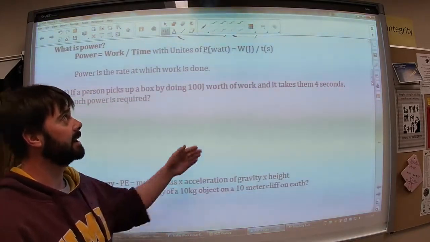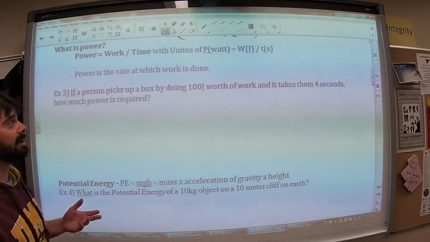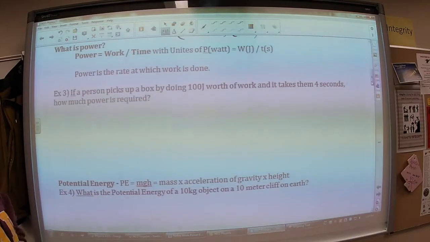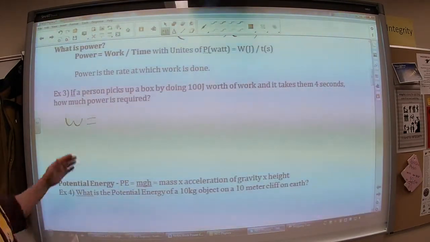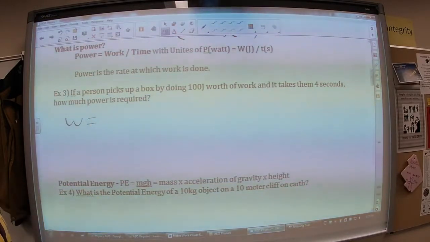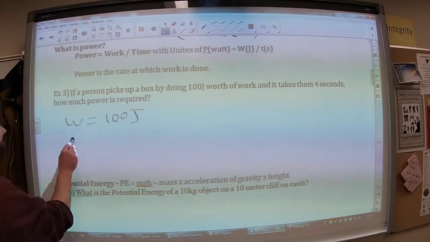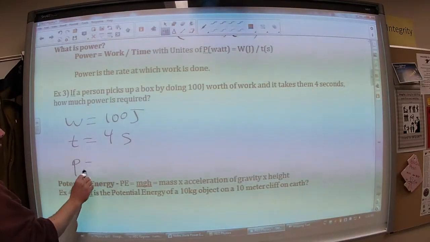So the standard units again are still joules for work and seconds for time. So when you get done, you get a joule per second, and a joule per second is also known as a watt. Here, we're going to take the information that they give us. A person picks up a box doing 100 joules worth of work, and it takes them 4 seconds to do this amount of work.